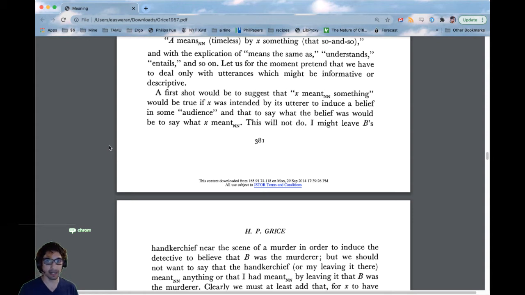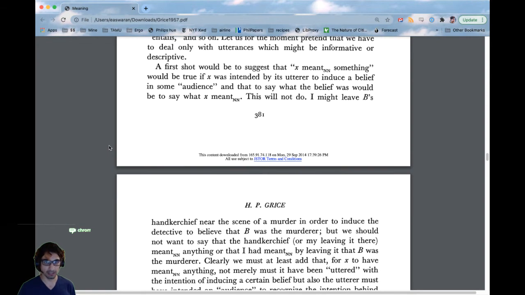Okay, so a first shot would be to suggest that "X meant something" would be true if this utterance X was intended by its utterer to induce a belief in some audience, and that to say what the belief was would be to say what X meant. But this will not do.